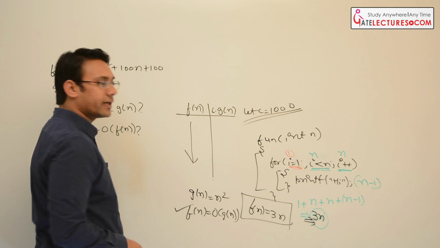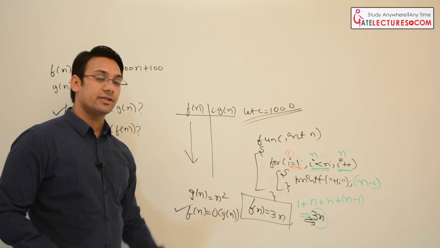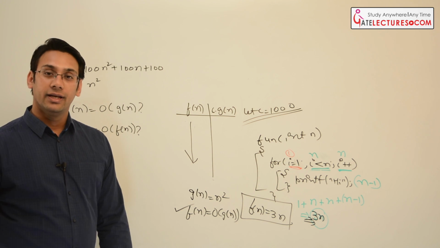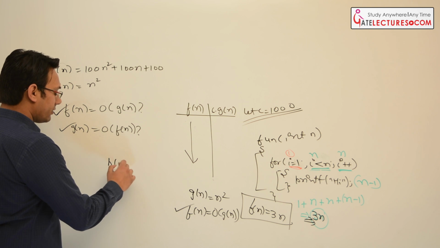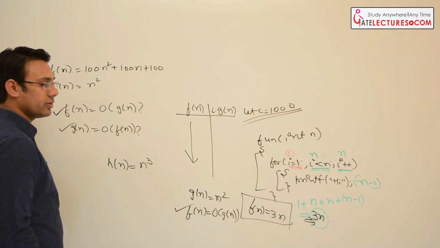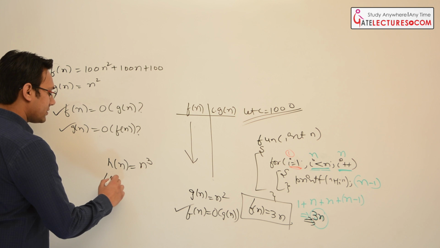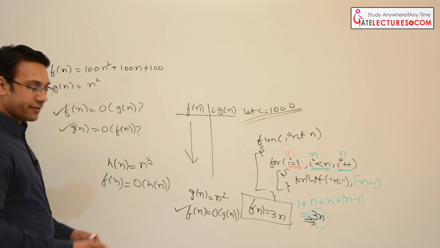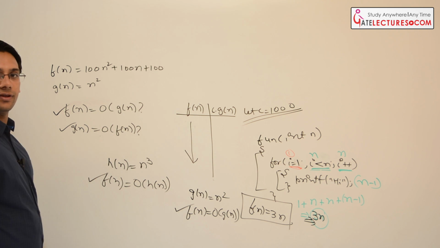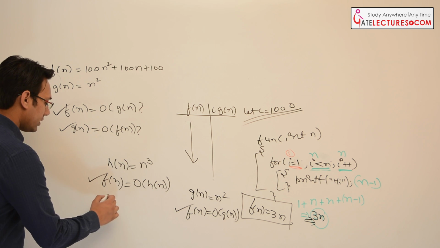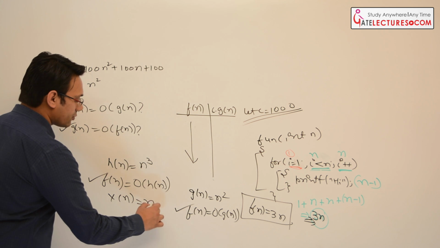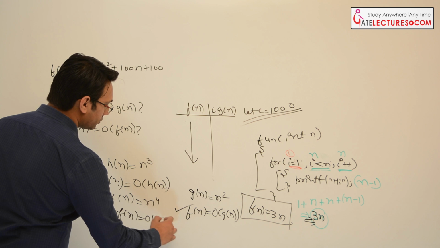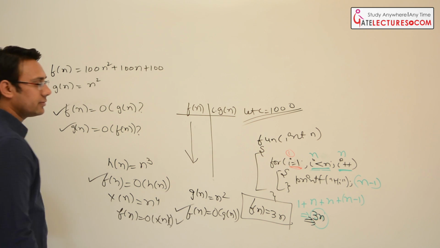Yes, definitely I can say that. I have already told you that the power of g(n) is greater than f(n). I can definitely say that f(n) is order of g(n), right? If I say we have h(n), the value of h(n) is n cube, can I say that f(n) is order of h(n)? Yes, I can definitely say that because h(n) is greater than f(n). If I say x(n), which is n raised to power 4, can I say that f(n) is order of x(n)? Yes, I can definitely say that, right?